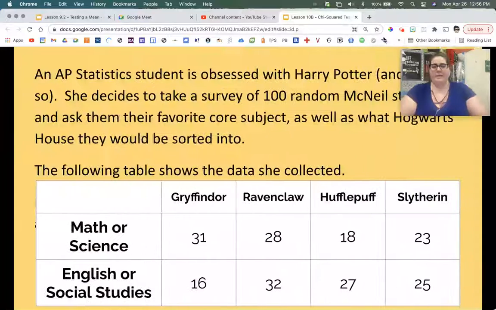I am going to take a second and pause and go back and fix the sample size because it's not 100.